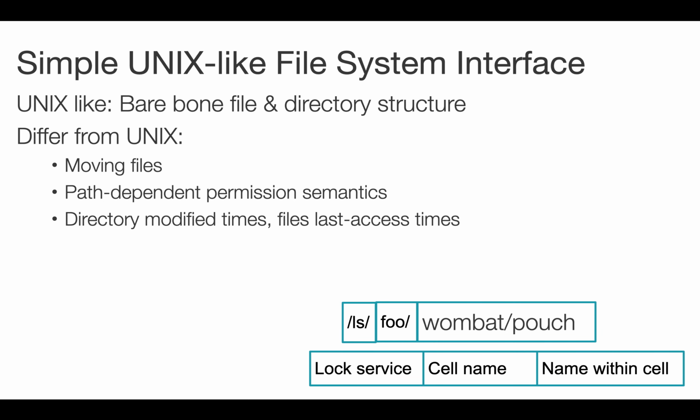Now we're going to talk about files, directories, and handles. Chubby has a UNIX-like bare-bones file and directory structure. The difference between Chubby's system and Unix is that Chubby doesn't expose operations to move files from one directory to another.